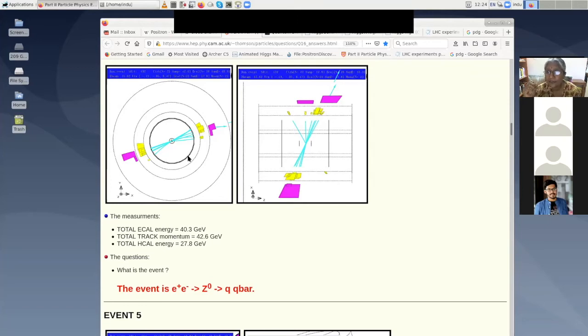A quark can never be observed as it is because it is a colored object. So immediately when it is produced, within 1 Fermi of distance of its being produced, it hadronizes. That is, it converts into observable hadrons. And one quark actually can produce many, many hadrons.